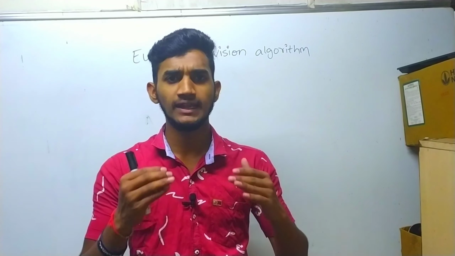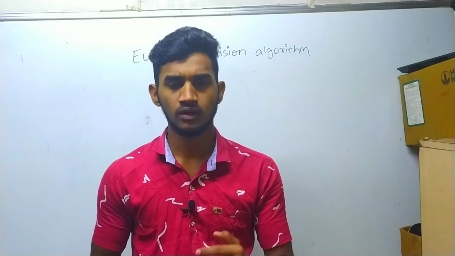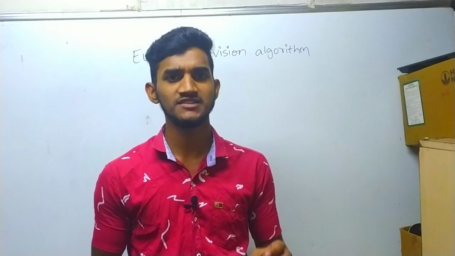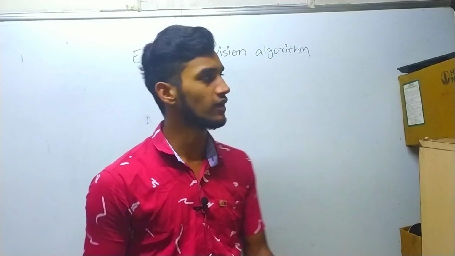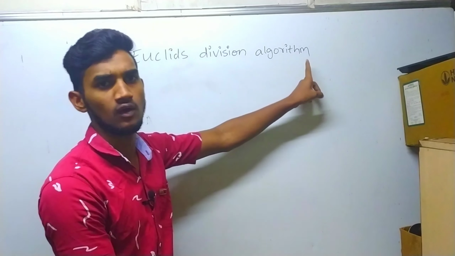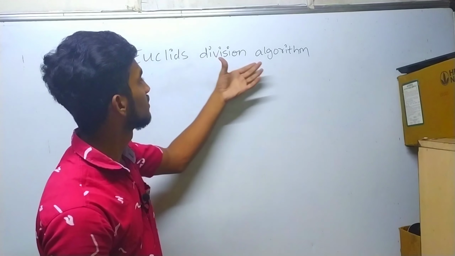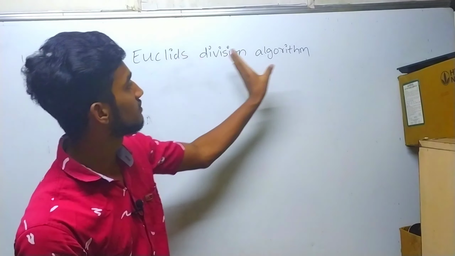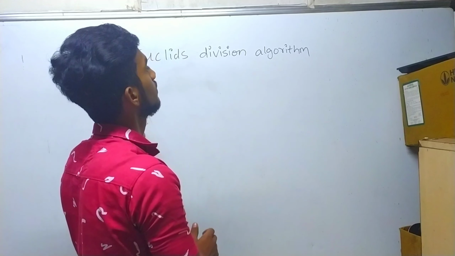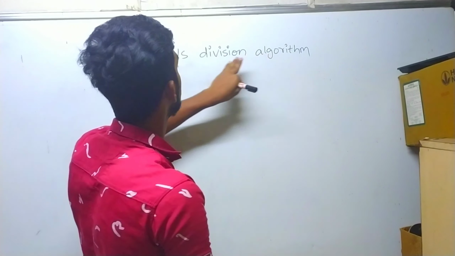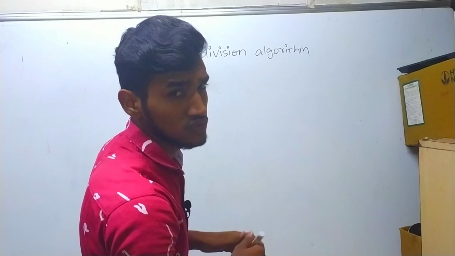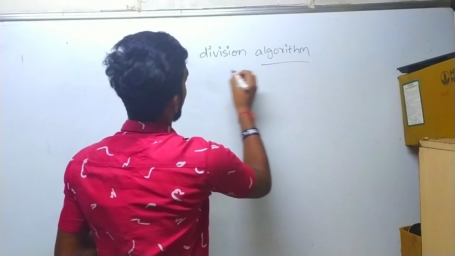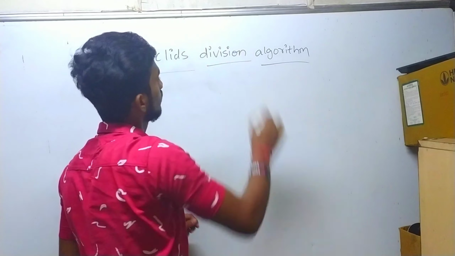Friends, when we enter the first chapter, Real Numbers, the first topic we will see and observe is Euclid's division algorithm. This is the first topic in the first chapter, that is Euclid's division algorithm. So first of all we will know what is an algorithm, what is division, and then what is Euclid.